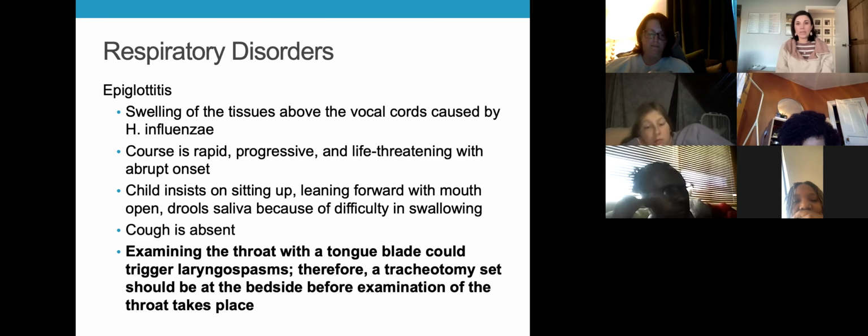So that swelling prevents them from being able to swallow or cough. So that's why they're going to sit forward with their mouth open so that they can just let everything fall out of their mouth.